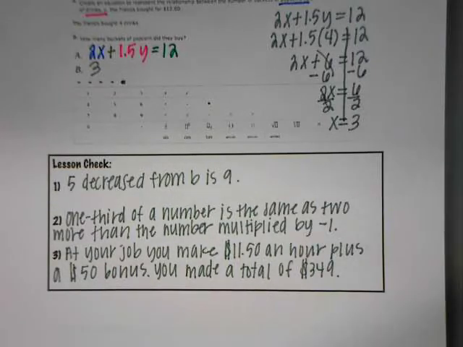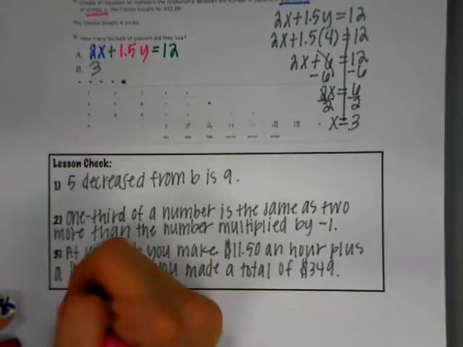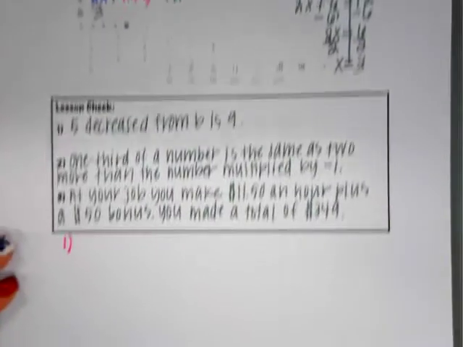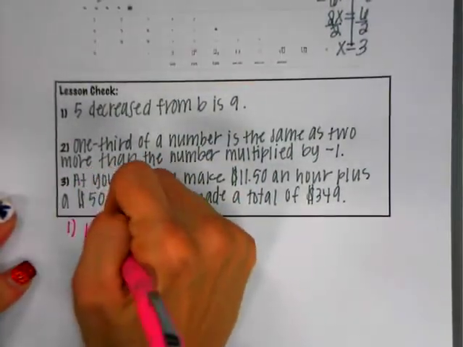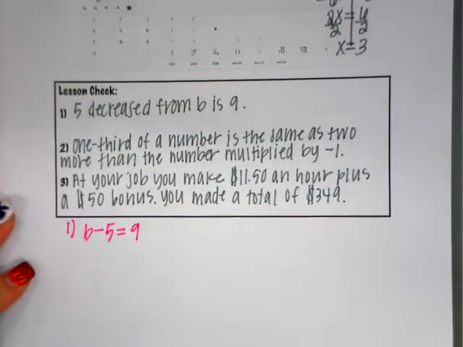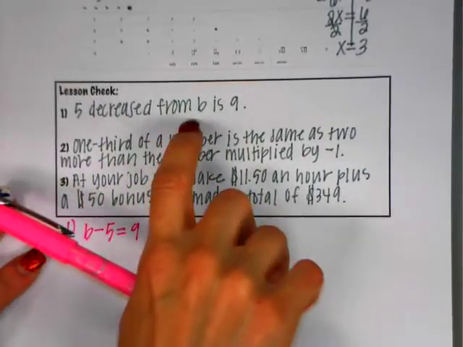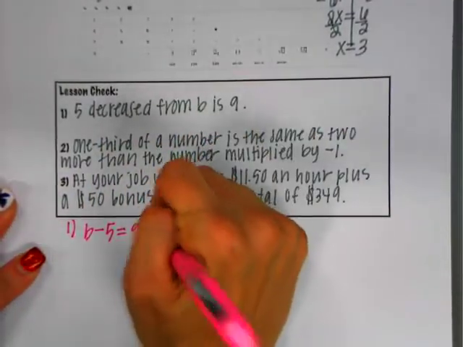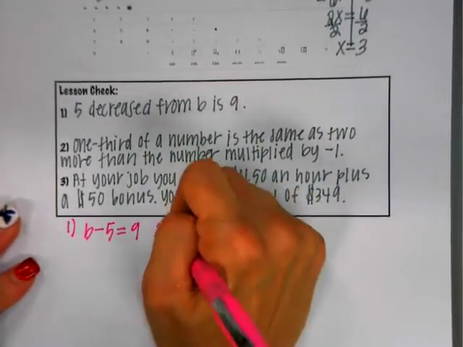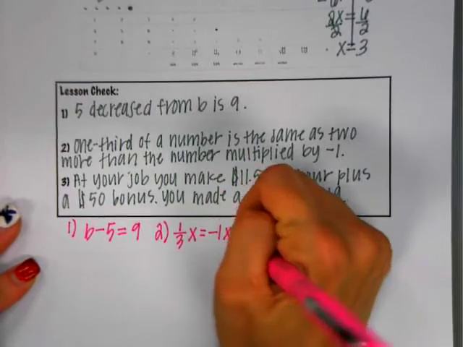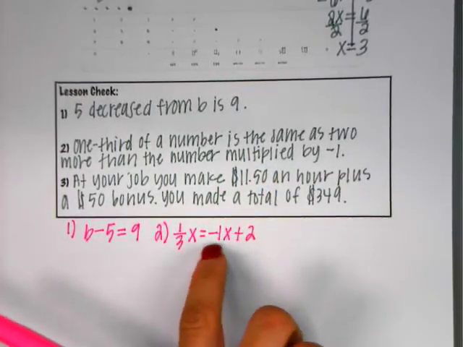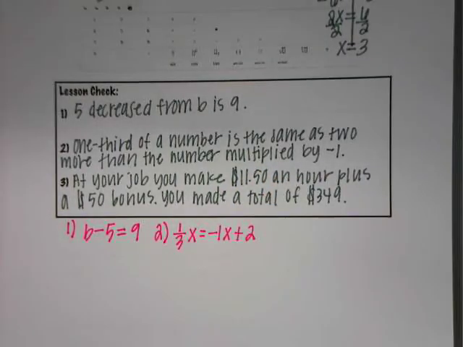Are you guys ready for answers? Okay. So number 1, you should have b minus 5 equals 9. Has to be b minus 5 because it's decreased from. Okay. Number 2, I put 1/3 x equals -1x plus 2. This multiplication, it's just easier to put the number in front of the x when it's multiplication.